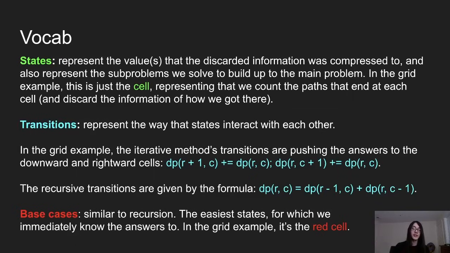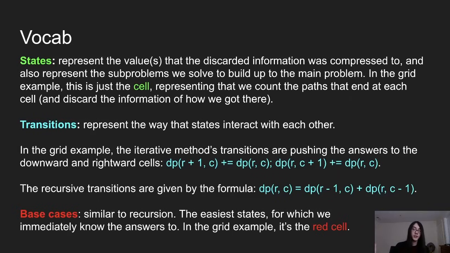The next thing are transitions, which represent how states interact with each other. In the grid problem, the transitions are represented by moving down or right. So for iterative, the transition will be pushing the answer from cell (r, c) to (r+1, c) and (r, c+1), aka down and right. And for recursive, the transition is taking the answers from (r-1, c) and (r, c-1), aka up and left, respectively, and adding them to get the answer for cell (r, c).